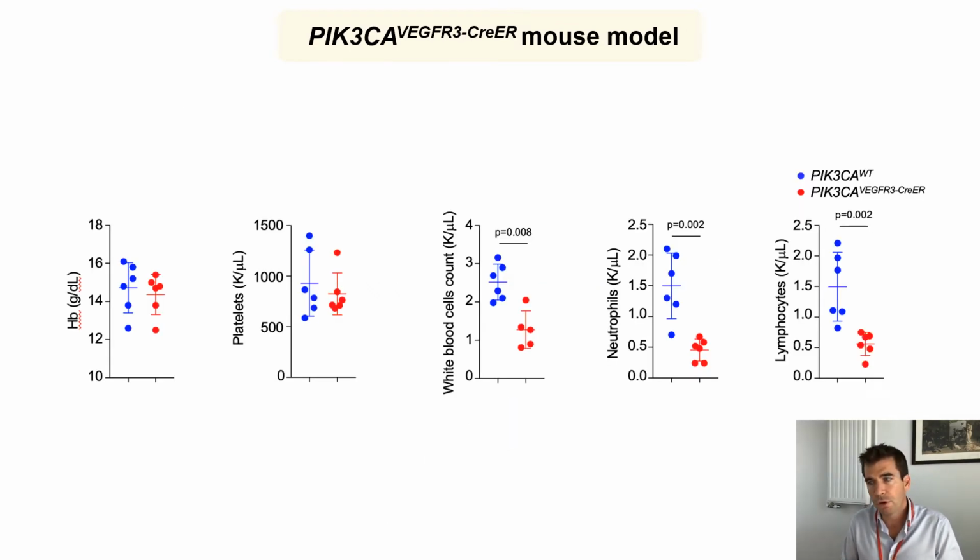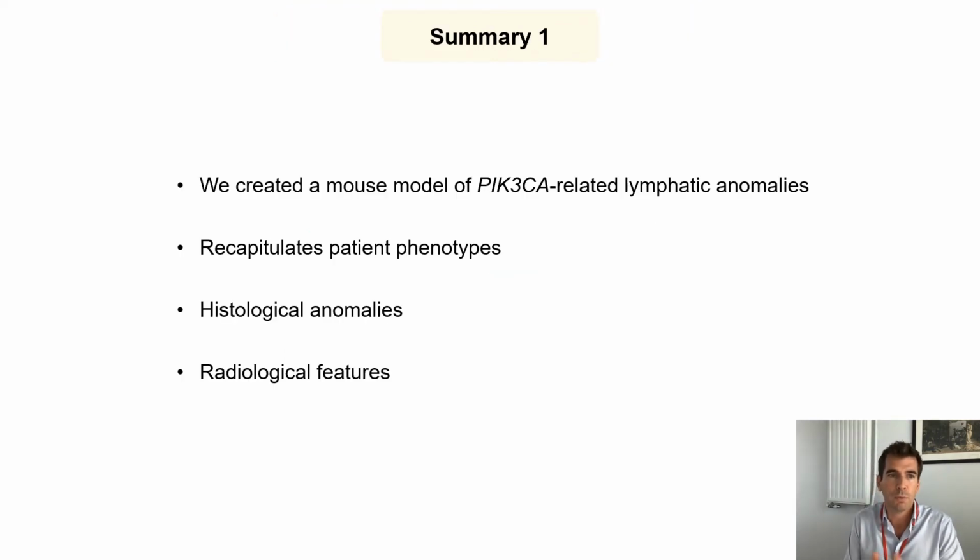These mice were also developing some blood anomalies, and indeed we were able to find some low white blood cell counts with neutropenia and lymphopenia, such as we are seeing in patients. And we conclude that this mouse model recapitulates the patient phenotype with different types of phenotype. If you use a high dose of tamoxifen, the mice will develop what we call the generalized lymphatic disease, and if you use a low dose of tamoxifen, you may expect to have more micro and macrocystic malformation, at least at the beginning. And these mice have some histological anomalies similar to what we are seeing in patients, such as the radiological features, so this should be a good candidate to use for drug testing.